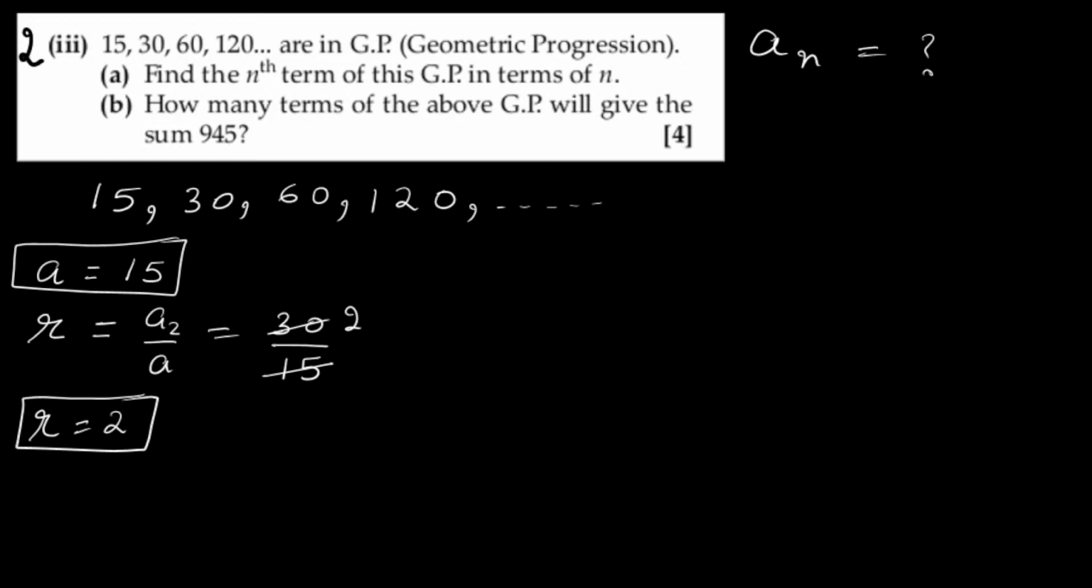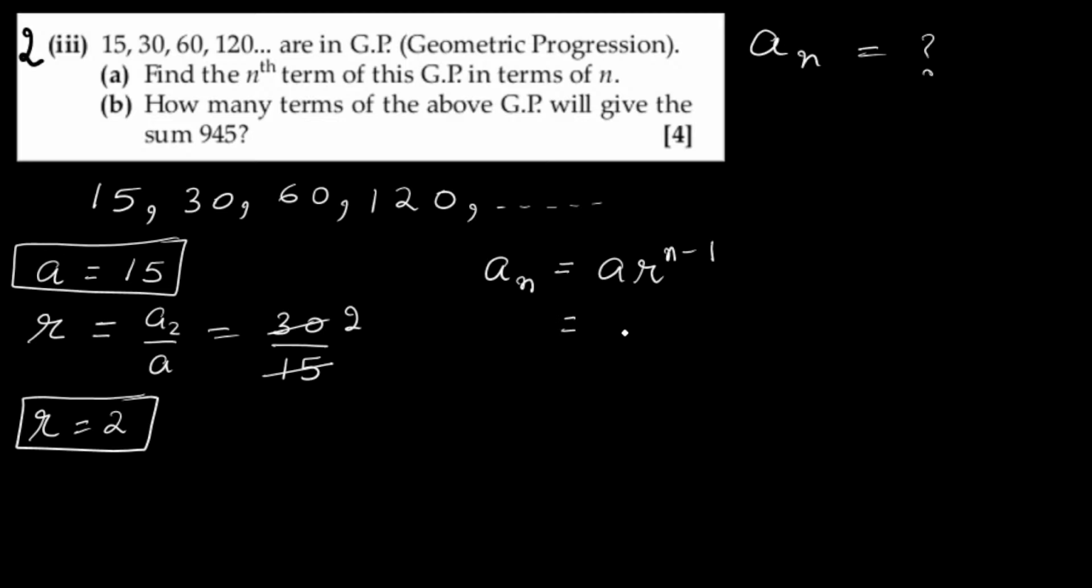Now we have to find an in terms of n. So what is the formula of the nth term in case of a geometric progression? Please give me the formula. Like this only you are actually revising. If you answer the questions I am asking, then only will you realize how many things you remember. Yes, it's a into r to the power n minus 1.